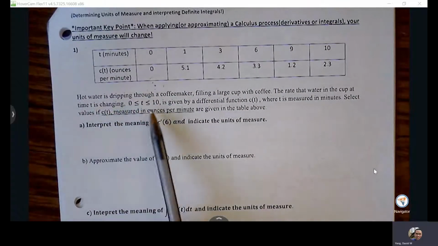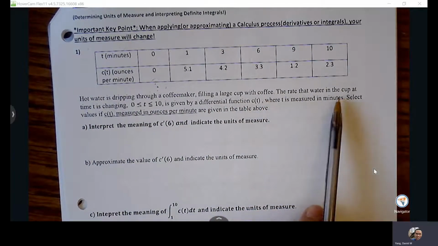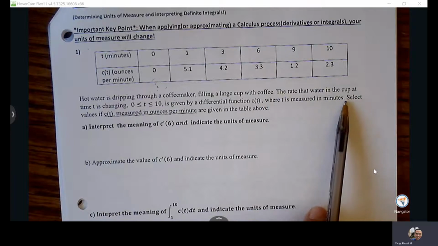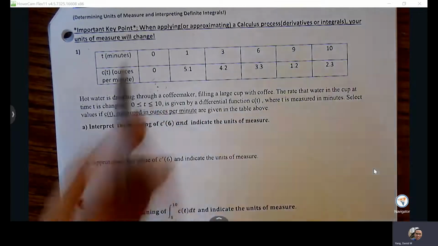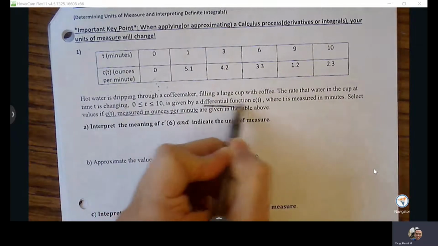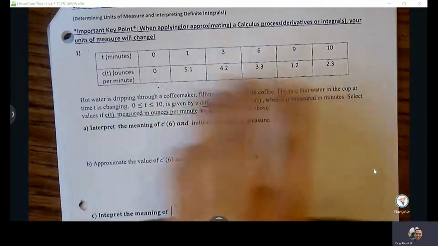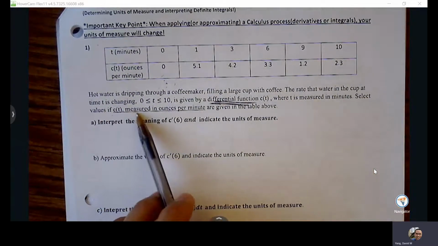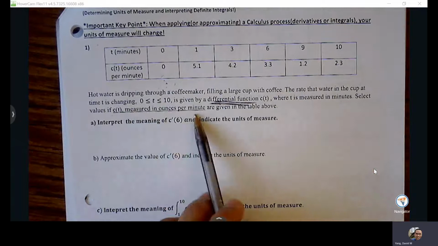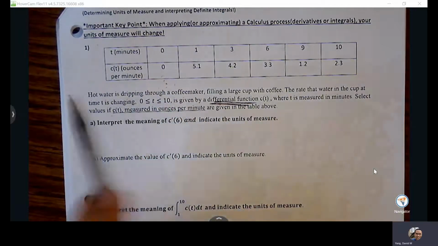Okay, so hot water is dripping through a coffee maker, filling a large cup with coffee. The rate that water in the cup at time t is changing is given by a differentiable function, C of t. That just means a smooth curve, okay? No breaks, no sudden changes. Since we can't see the full graph in front of us, they kind of have to tell us some basic behavior. C of t is measured in ounces per minute. So C of t is already a rate, given the table above.